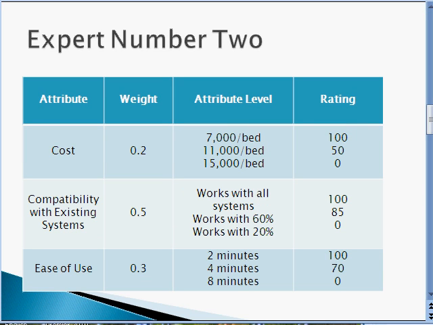The second expert was asked to rank the same attributes of an electronic healthcare record system. This expert, as shown on the chart, ranked compatibility as his top priority at 0.5, ease of use at 0.3, and cost as the least important at 0.2.